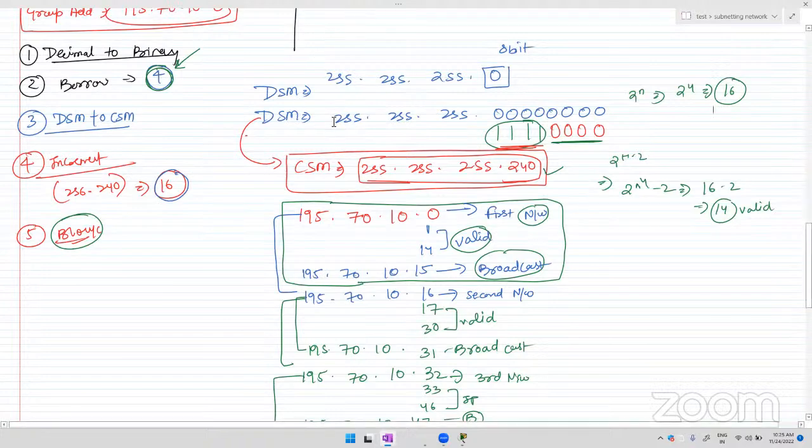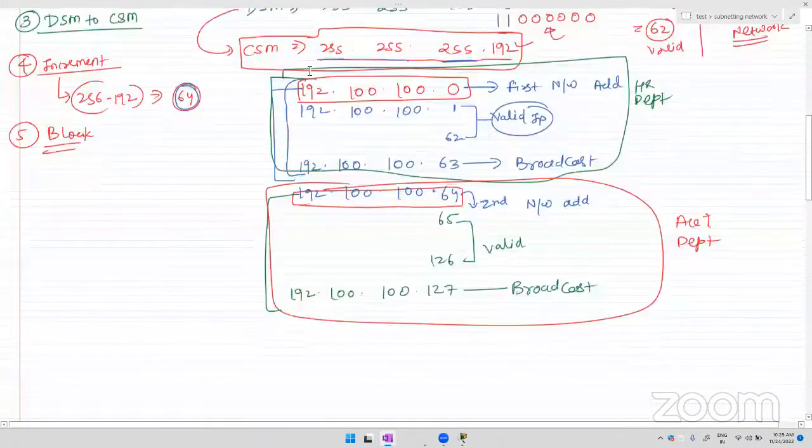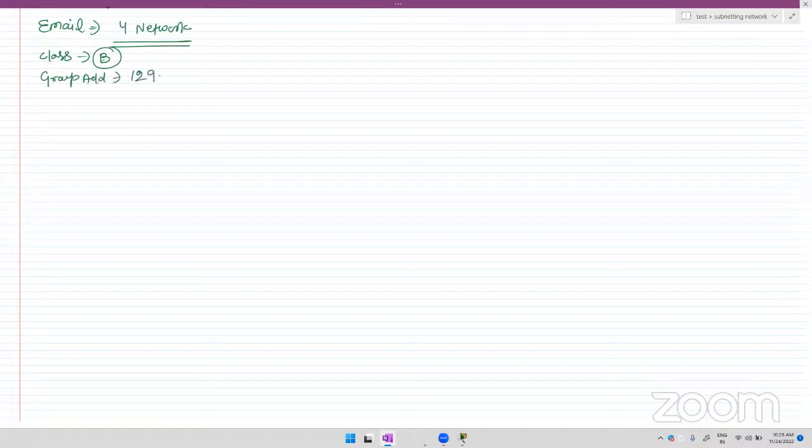Now one more thing we discuss. So class C is clear. Any doubt for networks? Now class B and class A. It's a very simple method to learn subnetting. Again, if you're receiving an email, and inside the email we require, for example, 4 networks. How many networks, dear? 4 networks. But we need to use class B. And for a class B group address someone uses 129.10.0.0.